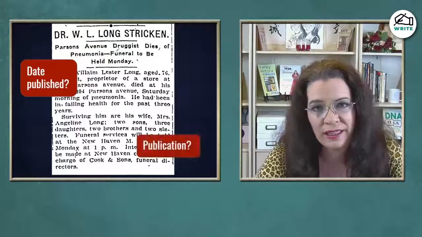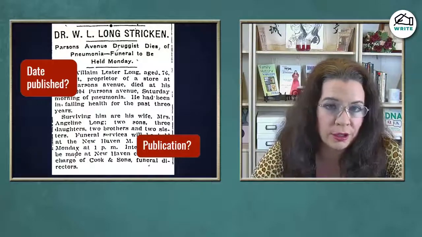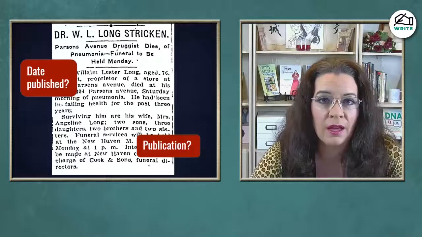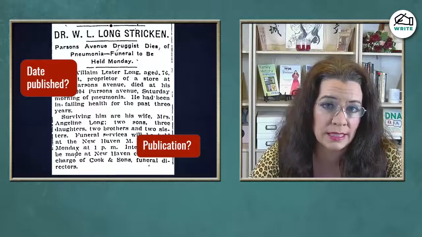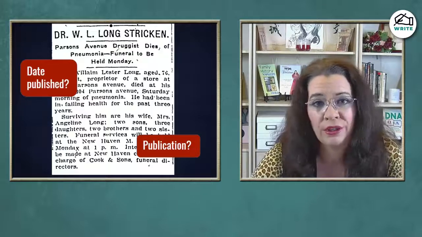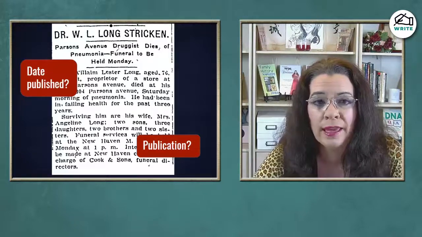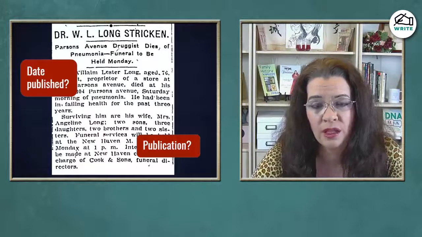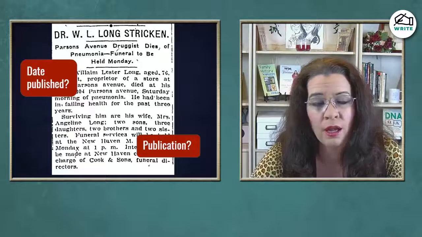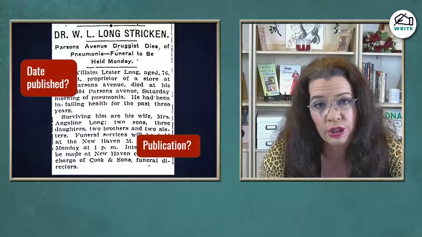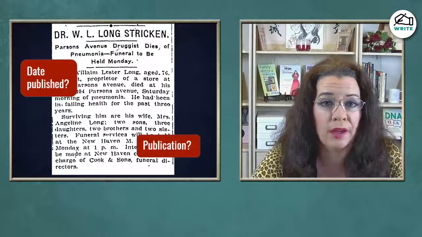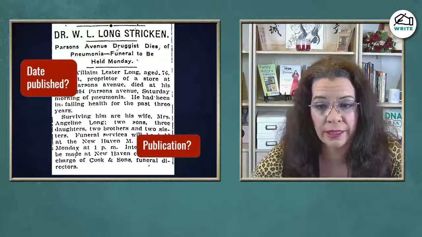And then the other thing is the publication. Where could this have been printed? He died in Columbus, Ohio, so probably the Columbus Dispatch. It could have appeared in a newspaper in Huron County, Ohio, because that's where he was born and that's where he spent his childhood. So I'm not sure which one this article appeared in.